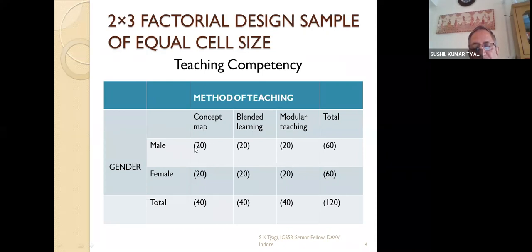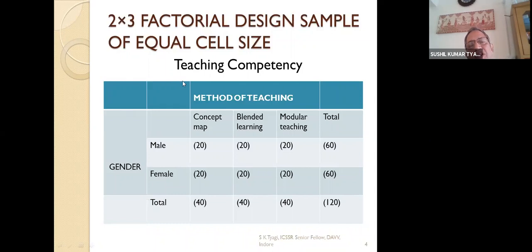Each of size 20. So we call it equal cell size, and that is 20. So there are 6 cells, a 2 by 3 factorial design. 2 by 3 means 2 into 3 is 6. So we have 6 independent separate groups, and the size of each of these 6 groups is 20. Therefore, the total size is 120. So overall, the sample size is 120. This is an example of a 2 by 3 factorial design ANOVA.